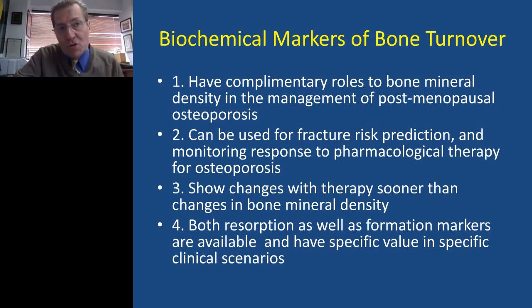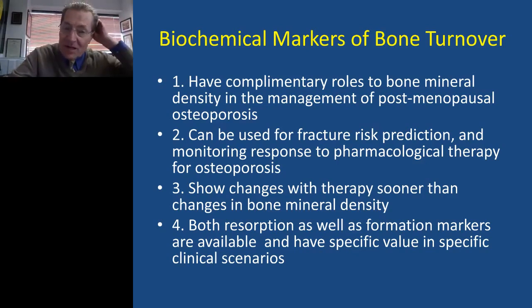So if a person who's 19% and 2.9% has a CTX that's 1,500 with the upper limit of normal 650, they have high bone turnover. I might start them earlier. That was the reason I put that in that slide about it might tip my scale.